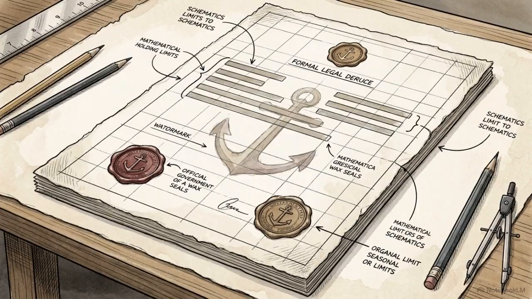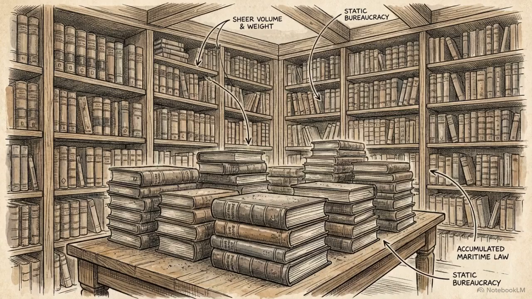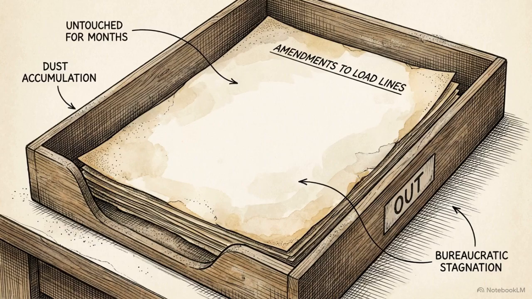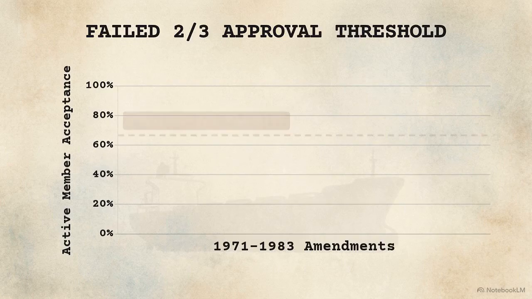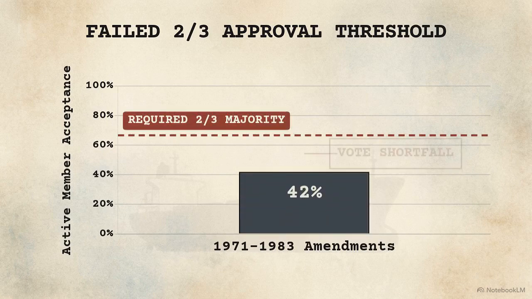All of these varying geographic and seasonal limits are legally documented through the mandatory International Load Line Certificate under Annex III. A safe load line requires constant recalculation against the changing realities of global geography and climate. For a long time, updating these critical safety rules was legally difficult. Between 1971 and 1983, crucial amendments completely failed to take effect because the law required positive acceptance, meaning 2/3 of all parties had to actively vote to approve them.